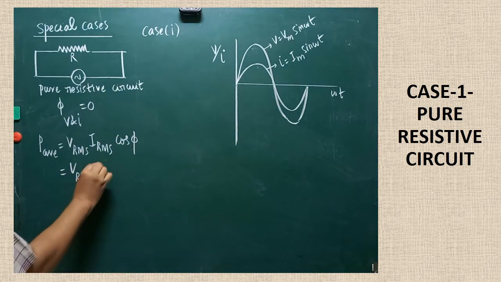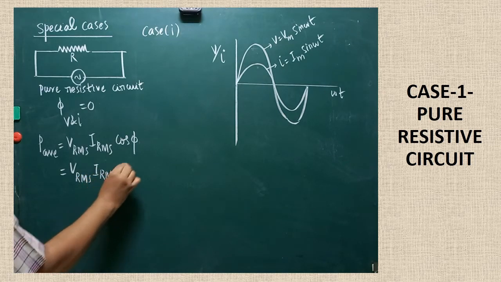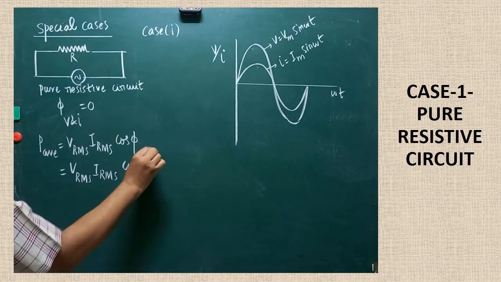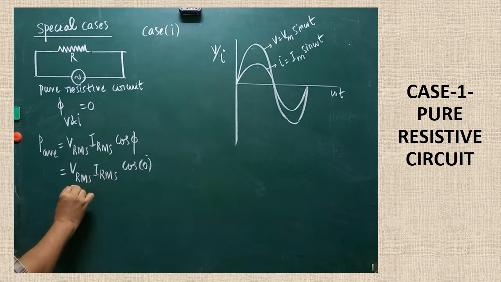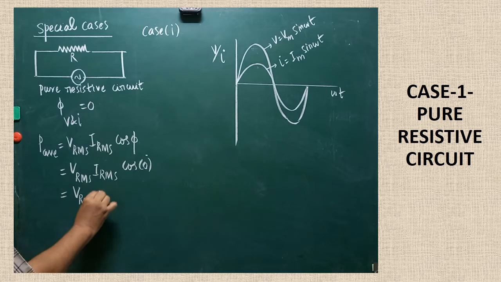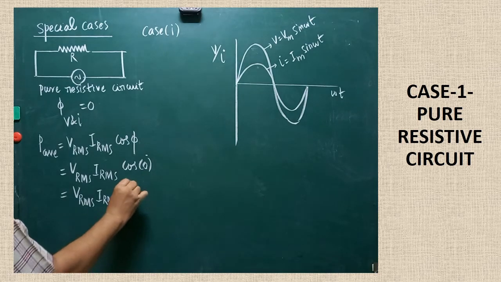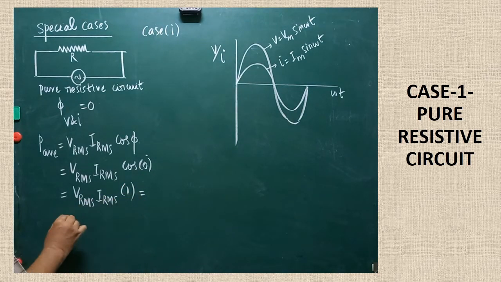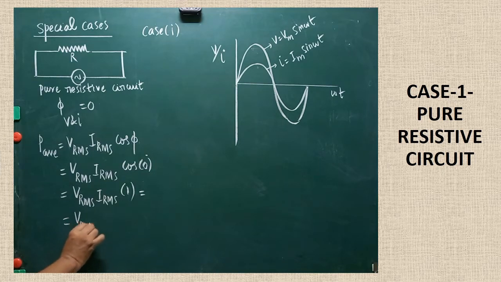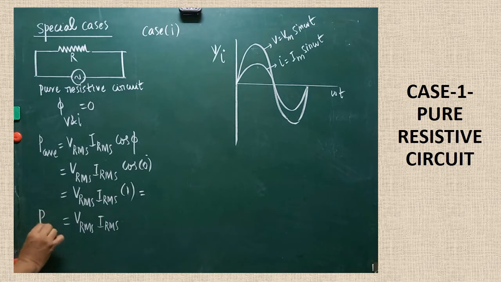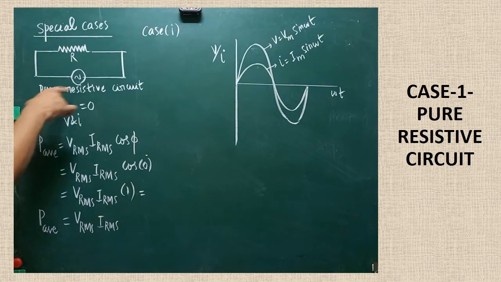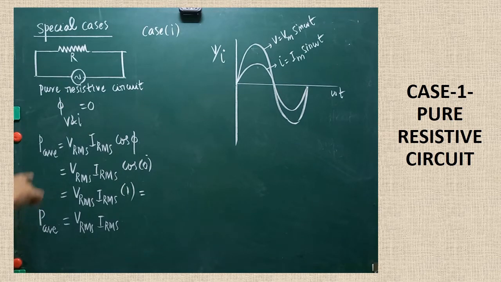Instead of phi, there you substitute cos 0 degree. Cos 0 value is 1. Are you clear? Cos 0 value is how much? 1. After that, the final answer will be Vrms Irms. By using this, we are able to calculate the P average in the case of a pure resistive circuit. Here the P average is purely determined by this power factor value. Power factor alone determines the P average value. Okay.